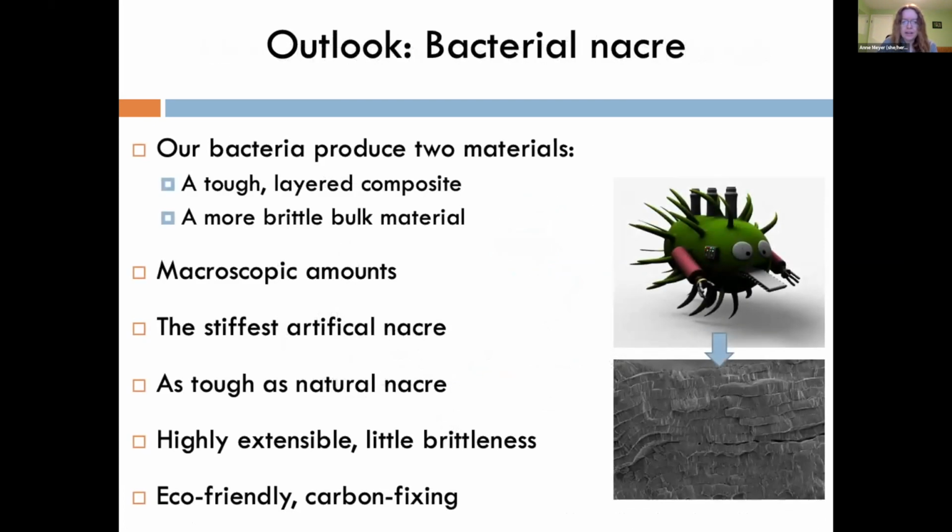All right, so to summarize this first project, we can use only bacteria to make two different kinds of structural materials. We can make the tough layered composite material. And I don't know if it's interesting for anyone to have a brittle material, but in case it is, we can make a more brittle, bulk cement kind of material. We can make it in macroscopic amounts, large quantities.